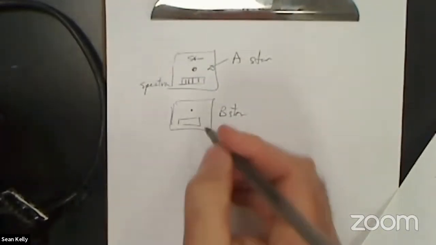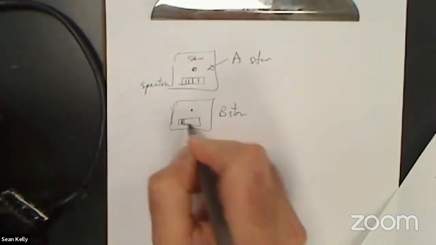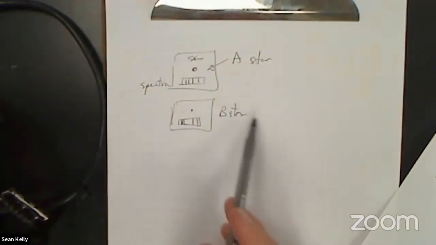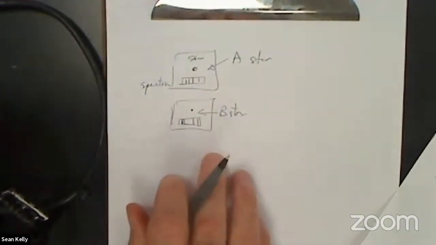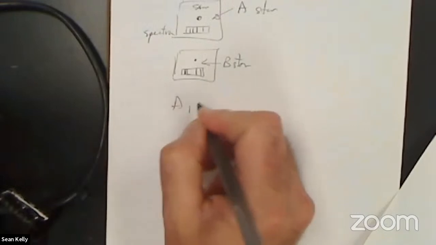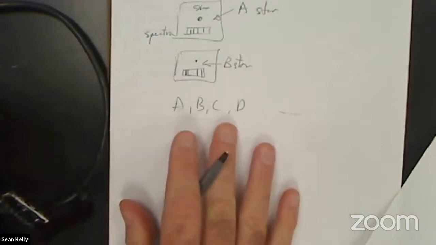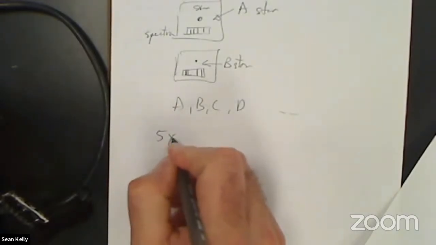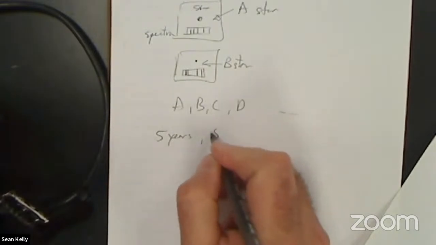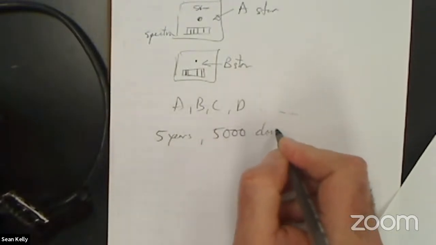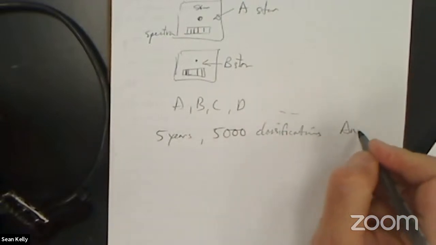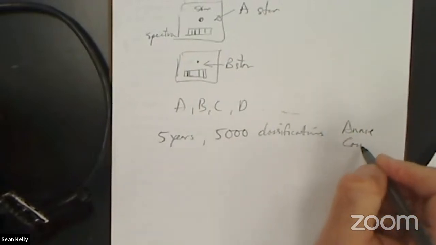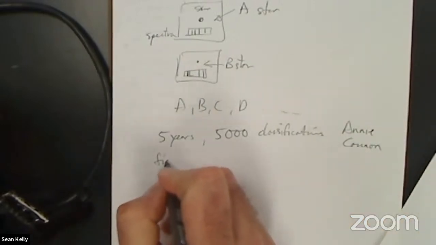And you keep going like this until you find one that's different, right? So I have a different spectra, something different, right? So you've got A stars and now you've got B stars, okay? And you start classifying, you start using the alphabet. You've got A, B, C, D, and so on. And then after 5 years and 5,000 classifications, Annie Jump Cannon and her team figured it out.